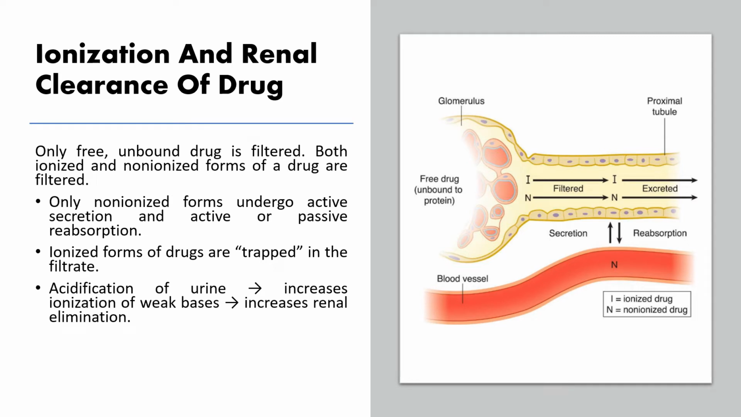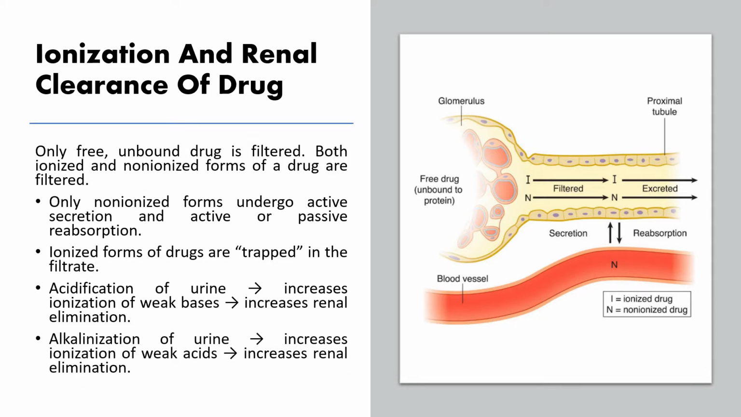Acidification of urine will increase the ionization of weak bases, thus it will increase the renal elimination. Alkalinization of urine will increase the ionization of weak acids and then increase the renal elimination, as you can see in the diagram.